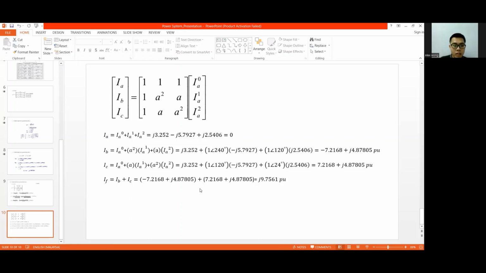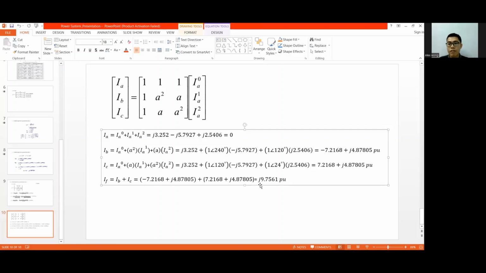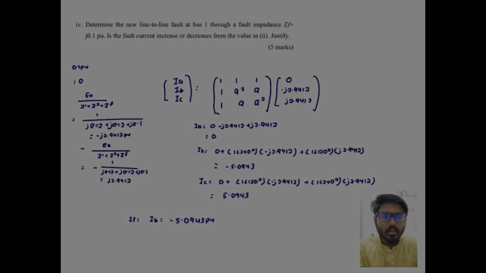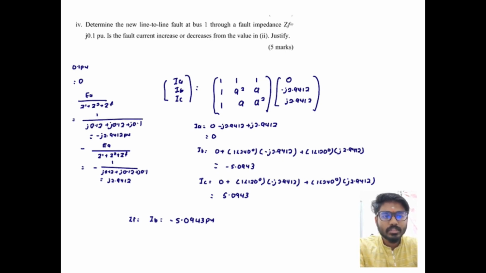And lastly we can determine the fault current. The fault current is equal to the fault current in phase B plus the fault current in phase C, because the fault current in phase A is equal to 0. So lastly, we get the double line to ground fault current is equal to J9.7561 per unit.